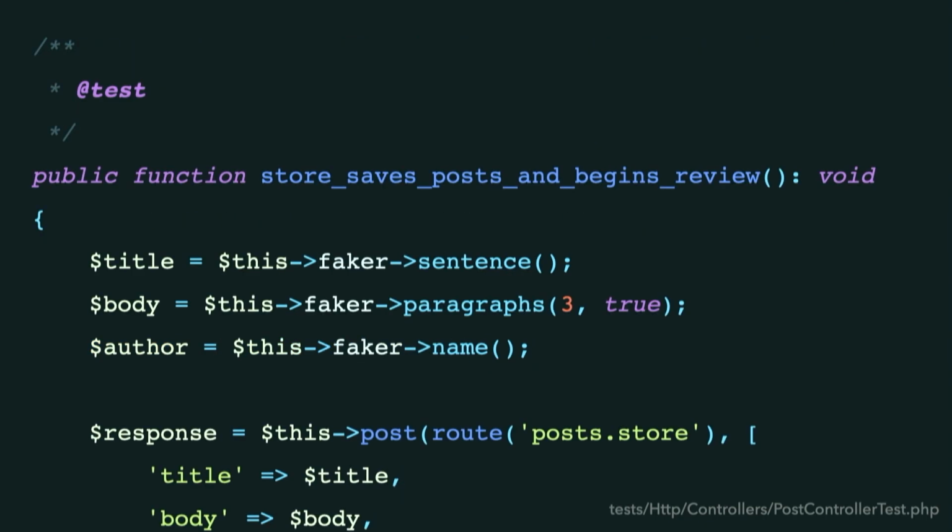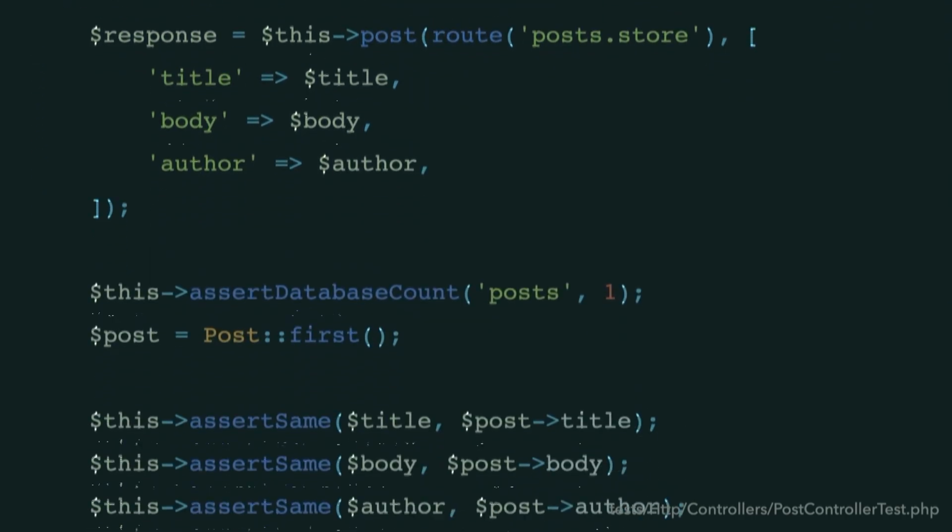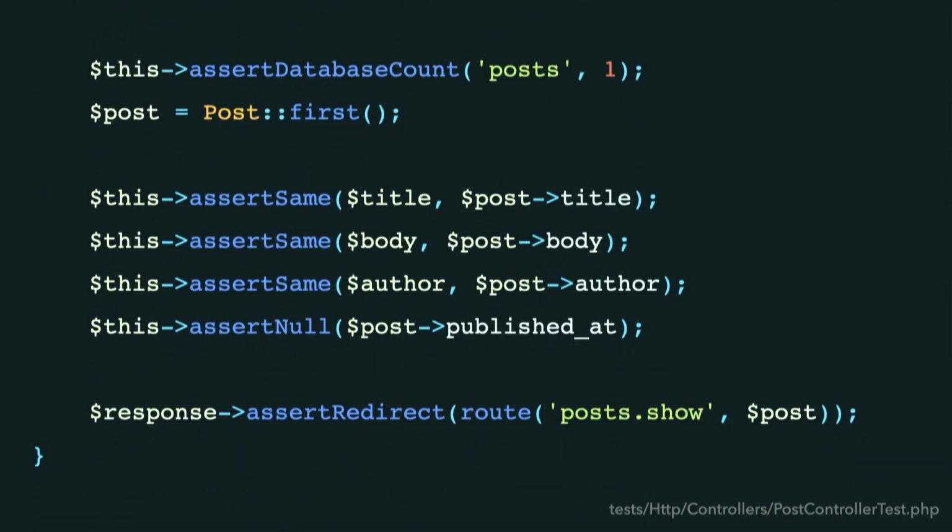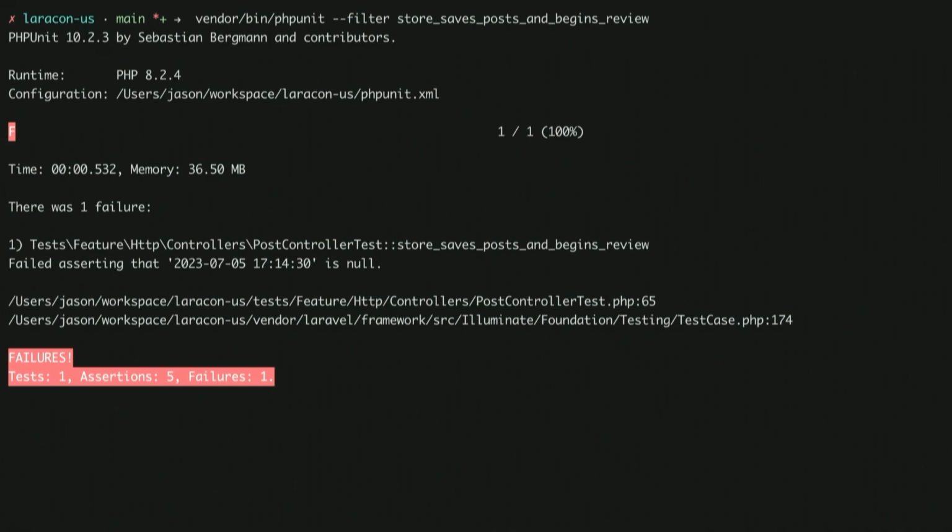A naive approach might be something like this. Again, we're using that Faker library to create some dummy data. We're firing off a post, and we're using some of the assertions within Laravel as well as PHPUnit to make sure that this post is in the database, it's what we expect, and ultimately we got redirected. Now, unfortunately, when we run this test, we get a failure.